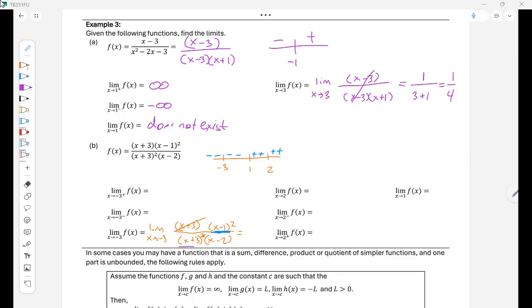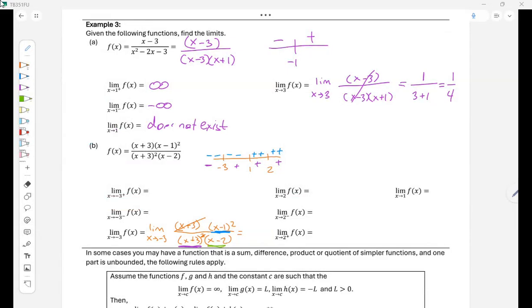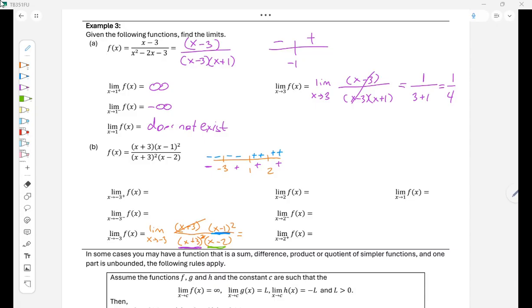Next, we'll do x plus 3. That's going to be negative before -3 and positive after. And then I'll finish up with x minus 2. Grab myself a different color here. There we go. And that is going to be negative before 2 and positive after it. So negative, negative, negative, positive.